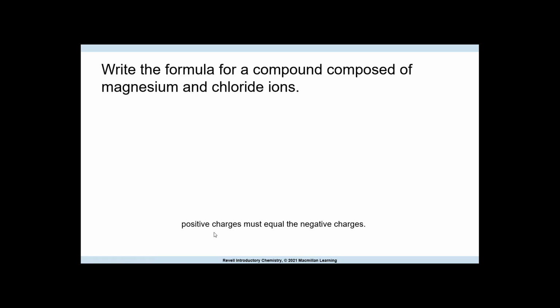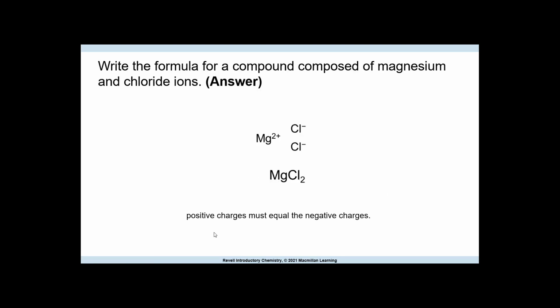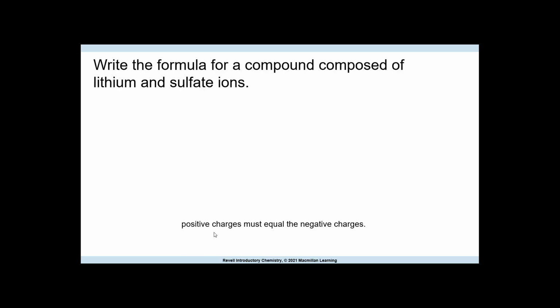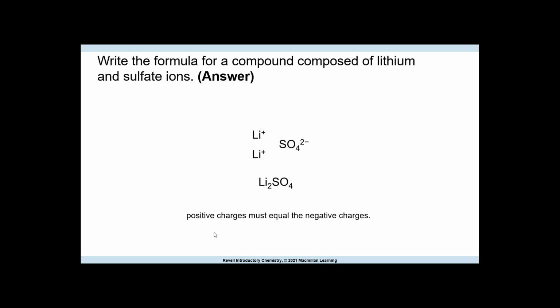Okay, write the formula for a compound composed of magnesium and chloride ions. So they want you to do it their way. I'm going to tell you to crisscross them with the charges. And you see it's magnesium MgCl2. Write the formula for the compound composed of lithium and sulfate ions. Again, all of these can be done with crisscrossing. Why? Because you have this, and you have this. This crisscrosses over, it would be a 1. This crisscrosses over, and there's a 2.